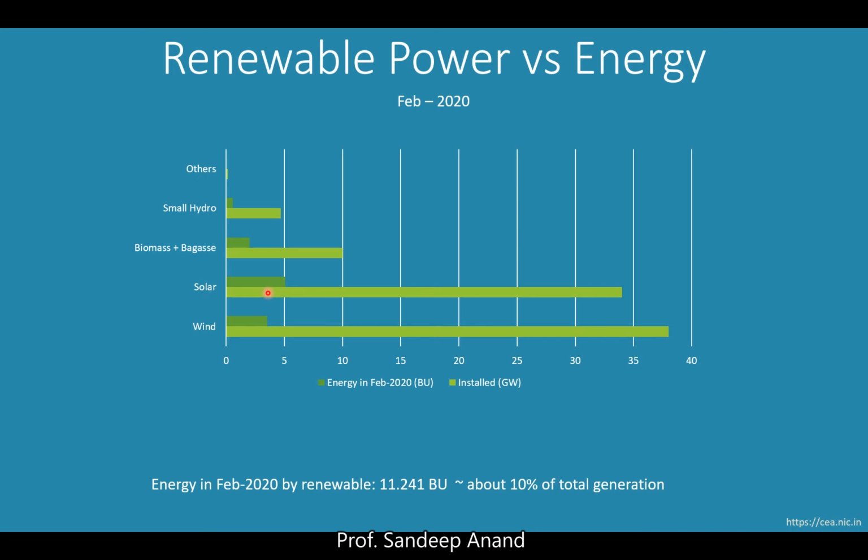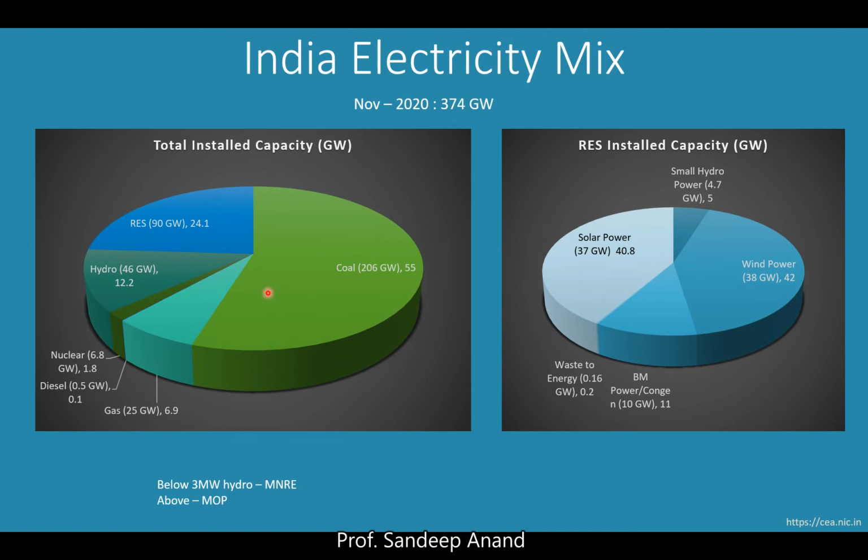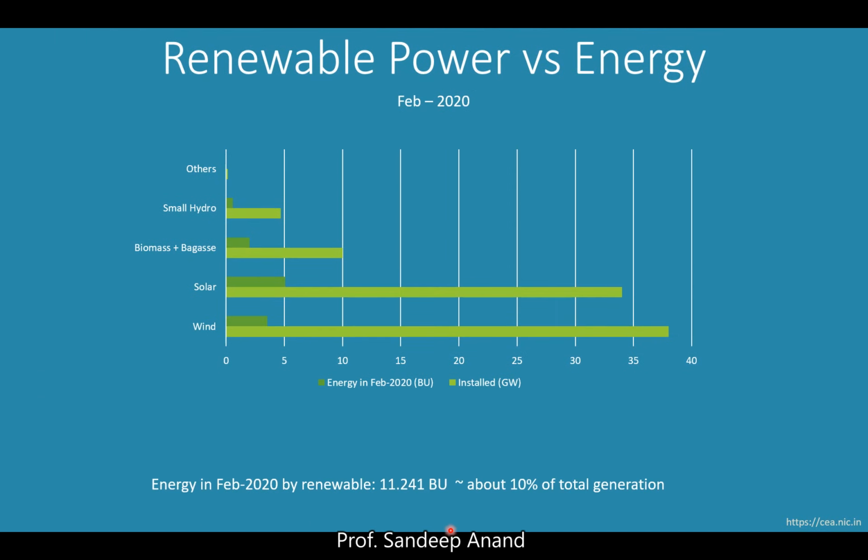Good thing is we saw that the total renewable energy in terms of the installed capacity in India was about, I think, 24% or something. Let me just quickly go back. Yeah, it's about 24.1%. In terms of the energy, it constitutes about 10% of the total energy, which is still something positive to look at. So for February 2020, renewable contributed 11.24 billion units in that month, which is about 10% of the total generation. So yeah.